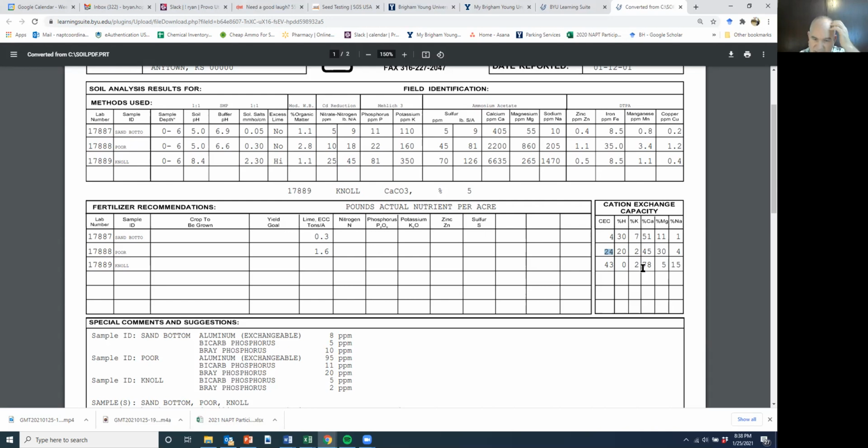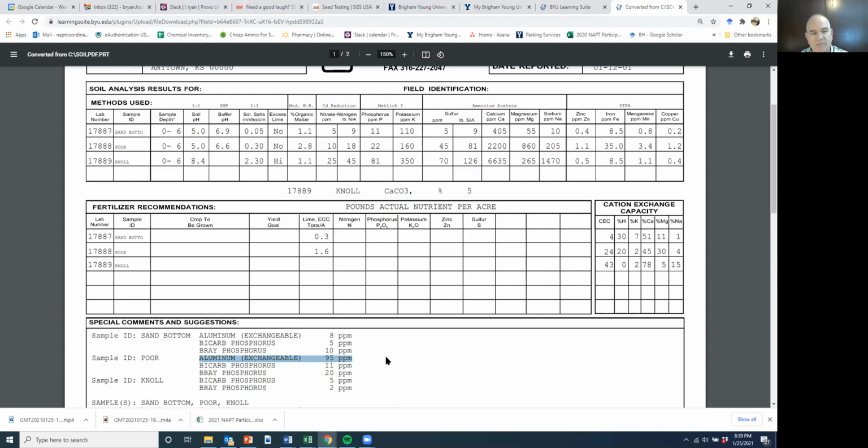Kind of the last point here, I also had them run the aluminum levels on these acid soils. And the reason is that, you'll notice that both of these have a pH of 5. They have identical pHs, but they have different levels of aluminum. One of them has 8, which is actually below the critical level. And one of them has 95, which is above the critical level. So what that means is that middle sample has probably got some aluminum toxicity. And even though the other one has an identical pH, it does not have aluminum toxicity.